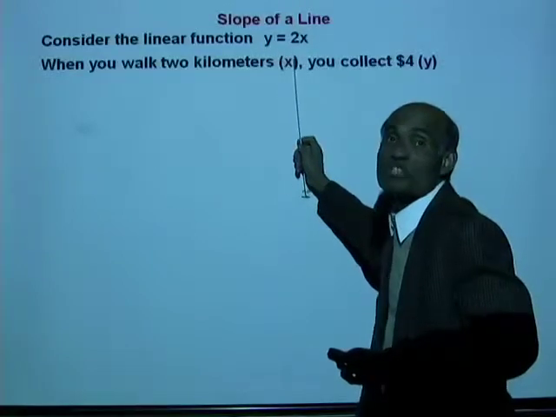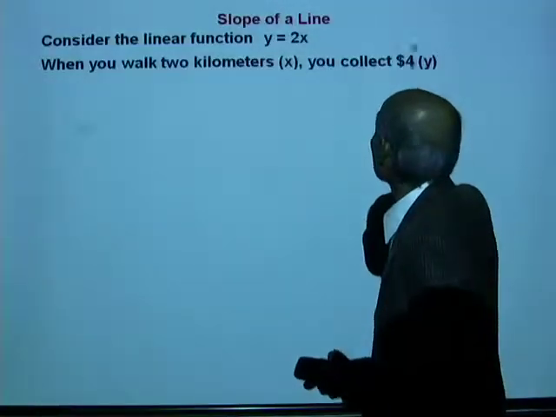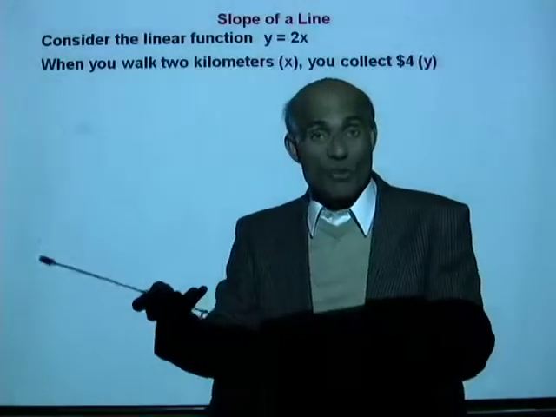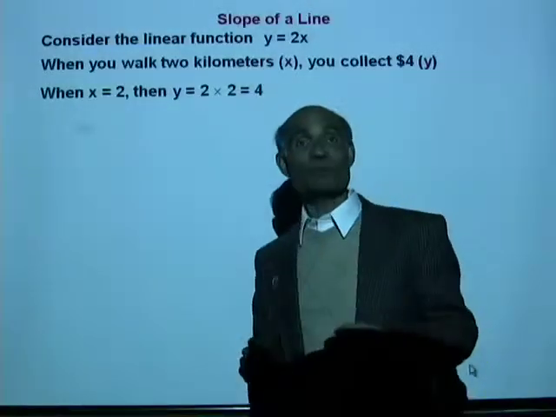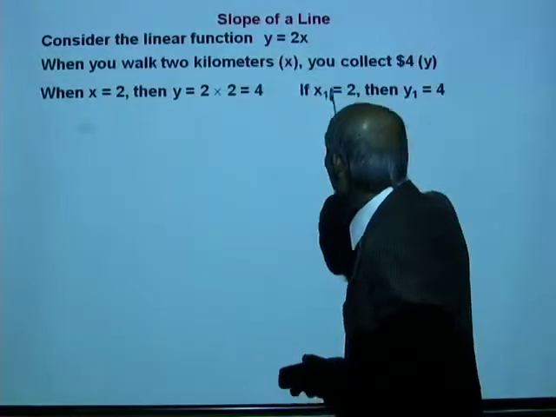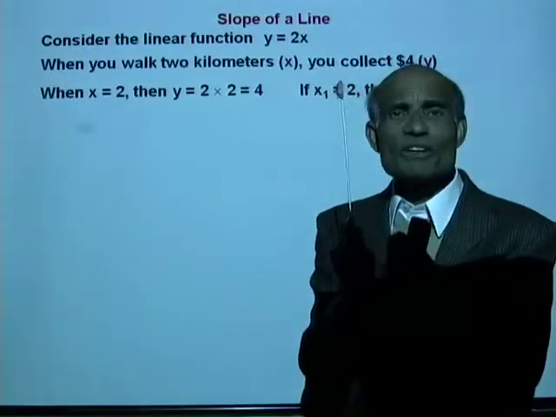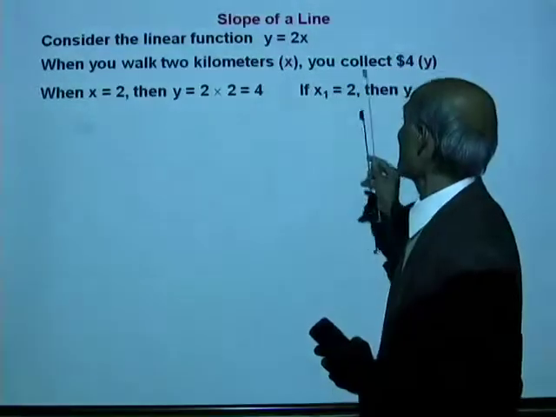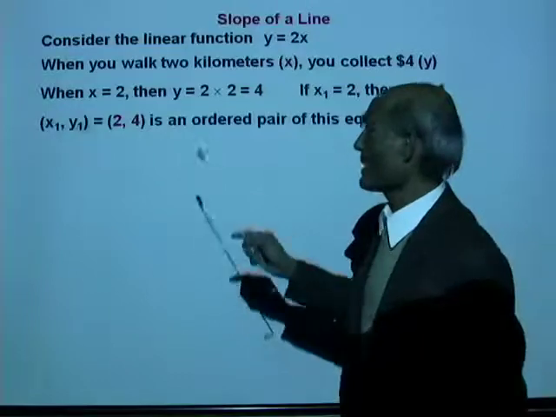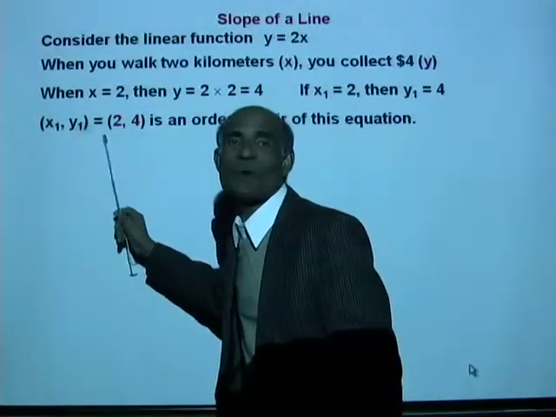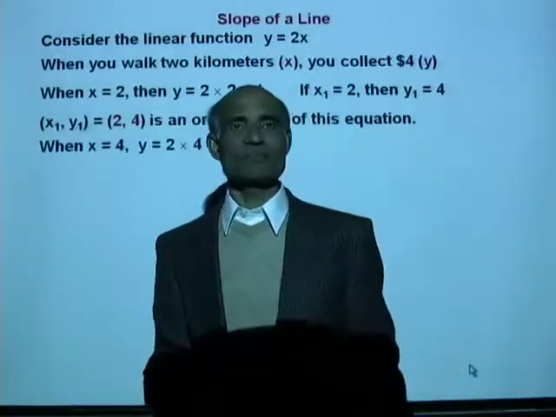The number of kilometers she walks is the input or the independent variable x, and the amount of dollars she collects is y, the output. When x equal to 2, then y equal to 4. That is x1 equal to 2, then y1 equal to 4. Let's call it the first case. When she walks 2 kilometers, I give her $4. We will write it like this: x1, y1 equal to 2, 4. That's an ordered pair describing that function.